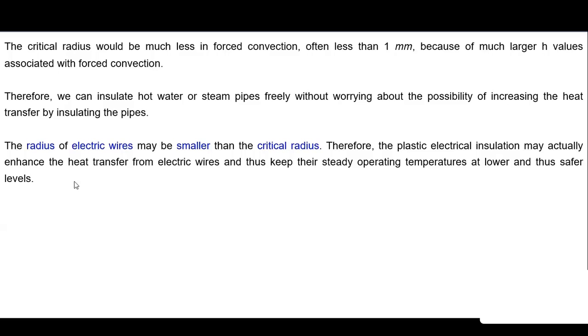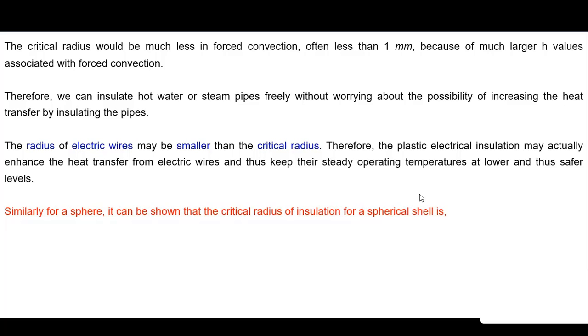That's why the critical radius of the electrical wire may be larger than the wire radius, and it is good that the electric wire has less radius than the critical radius, because the heat transfer rate is going to be more, and therefore the plastic electrical insulation may actually enhance the heat transfer rate, which is a good thing for the electric wire, keeping the steady operating temperatures at a lower and safer level. So if you are insulating the electric wire, you have to check that the outer radius of the insulation shall be equal to the critical radius. If it is equal to the critical radius, it is good, because it keeps the steady operating temperatures at the lowest possible level, which is safer.